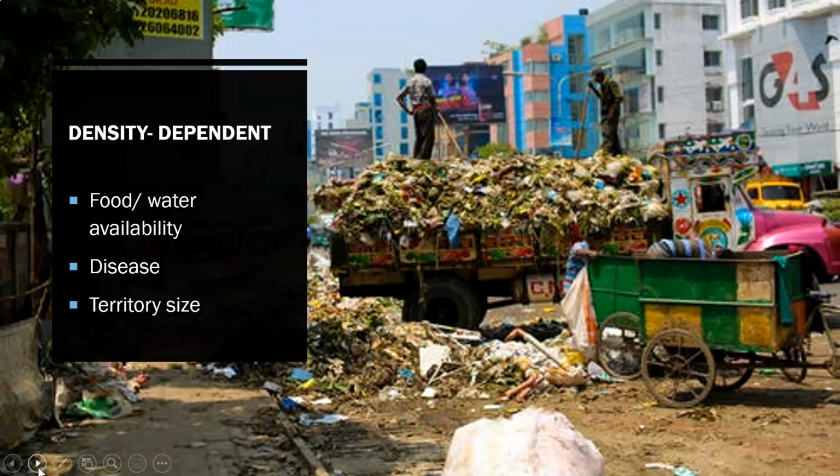We also see things that are density dependent, and these things do depend on the number of people that reside in a certain area. So this would be food and water availability. When you have more people, you have less food and water available. With more people, more close together, we have higher rates of disease, and the amount of territory available decreases with an increase in density.